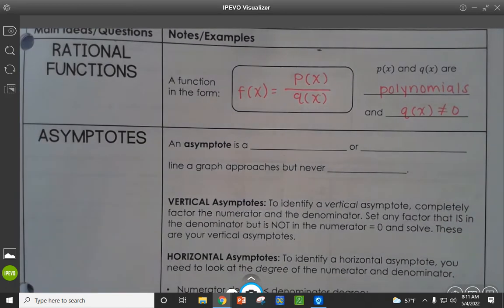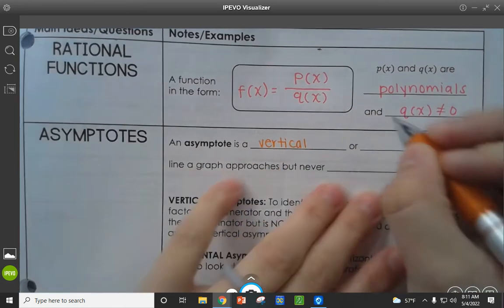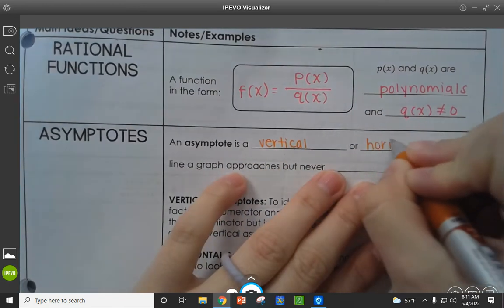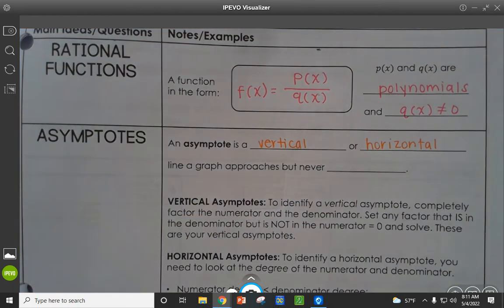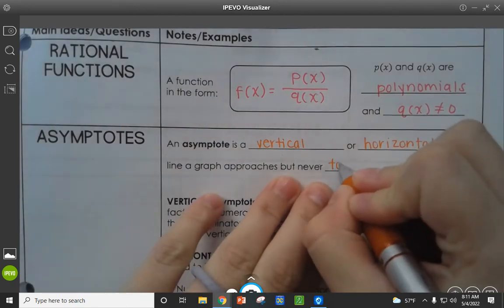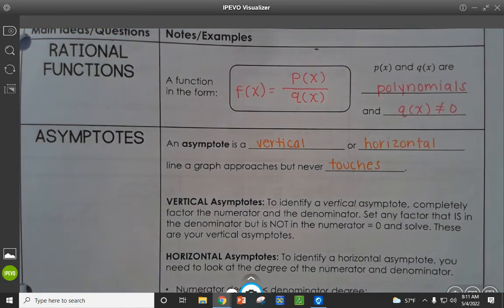And the first thing is called asymptotes. And an asymptote is a vertical or horizontal line that a graph approaches. Approaches means it gets close to, but it never actually touches. So your graph gets really close to one spot, but it never actually hits that line or crosses over it.